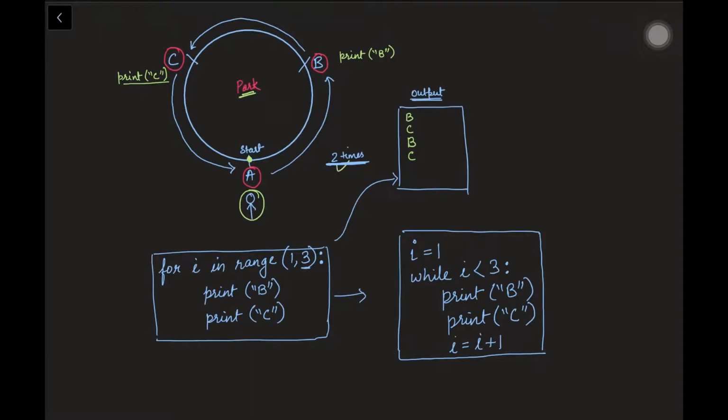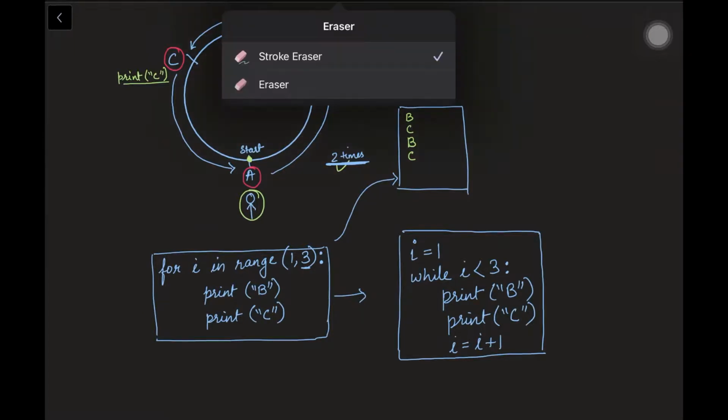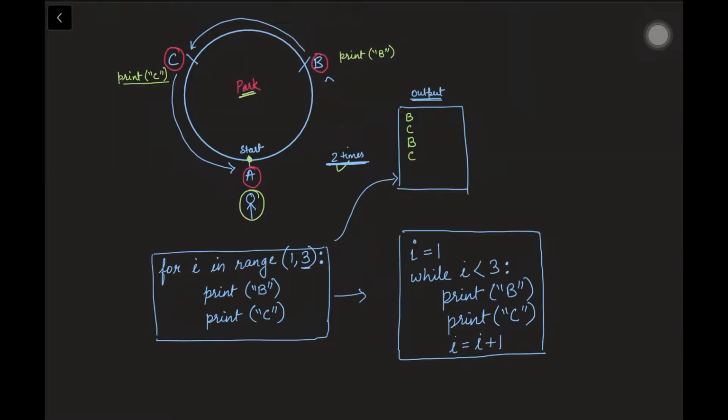Now in a while loop we don't know at the beginning how many times we have to go, that is how many cycles we have to take. So you start the first round. You go from point A to point B. Then you go from point B to point C.